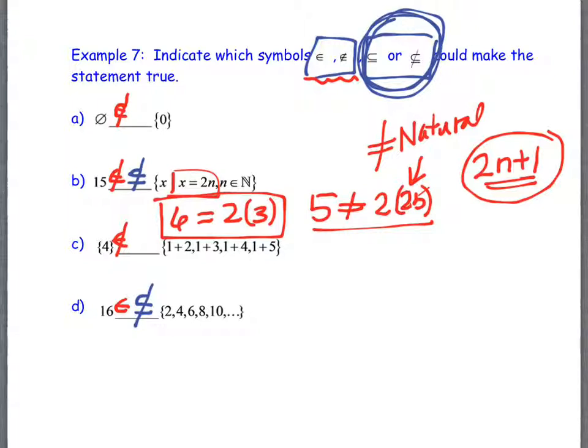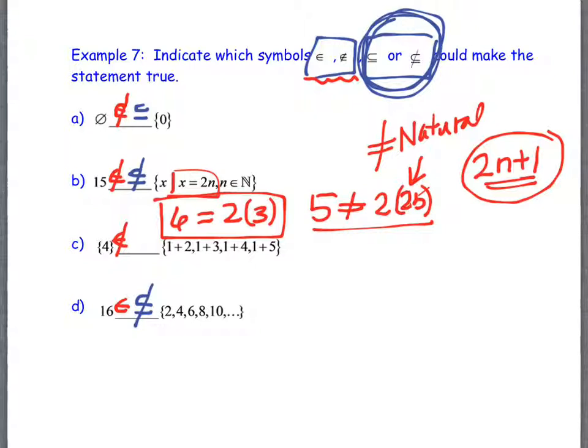All right, how about part A? The empty set. Is the empty set a subset of the set with 0 in it? Yes, it is. It's a weird one, right? But actually, by default, the empty set is a subset of everything. The empty set is a subset of everything. It's not an element, but it's a subset of everything.